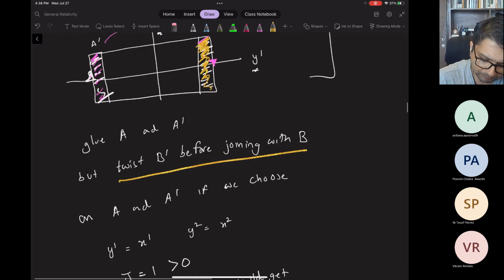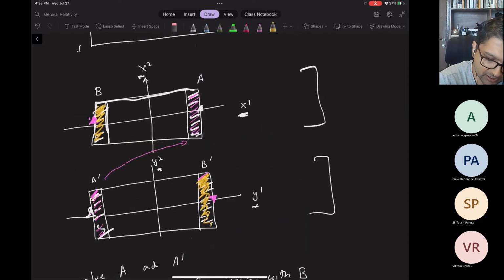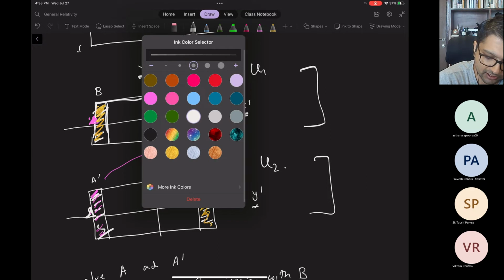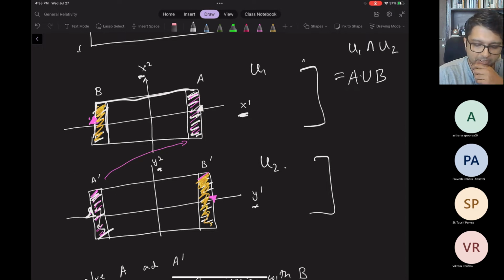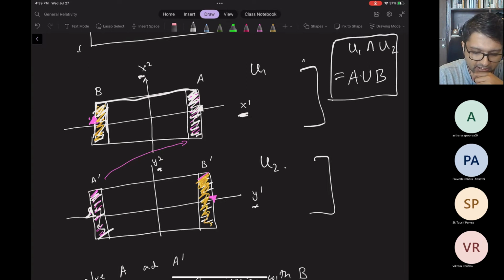Now on this intersection region of A and A prime, if I call this coordinate patch U1 and this patch U2, then the intersection of these two coordinate patches is kind of interesting. The intersection of U1 and U2 is the union of A and B, because it's this region and this region that are overlapping between these two patches. This region A is the same as this region A prime, and this region B is the same as this region B prime.